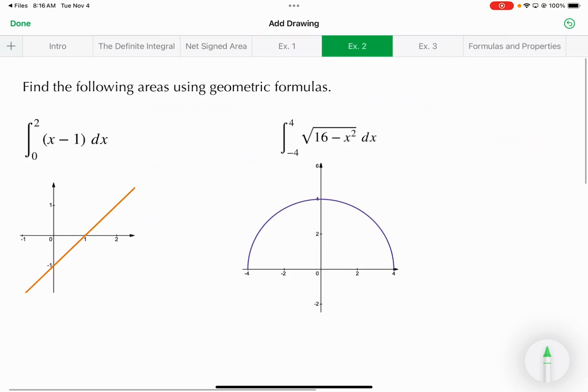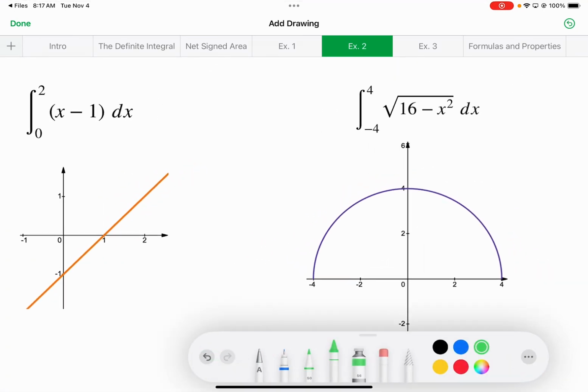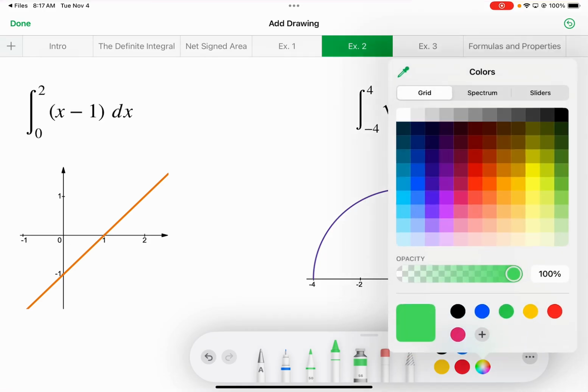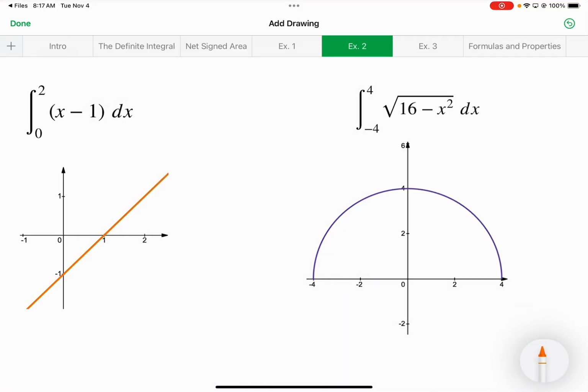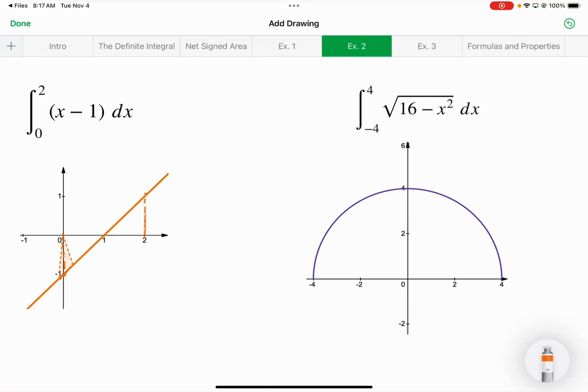All right, let's look at some more areas. Okay, now let's do, our function is x minus 1, and we are bounded by the x values from 0 to 2. So we've got 0 and then 2. So you'll see that we have some positive area and we have some negative area as well too.